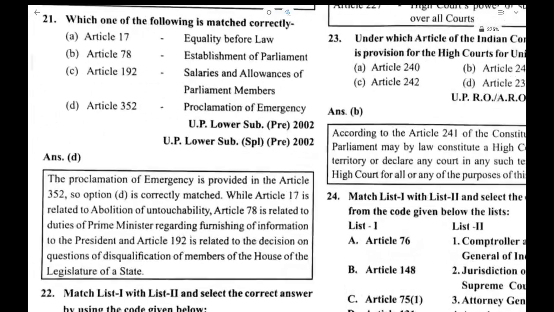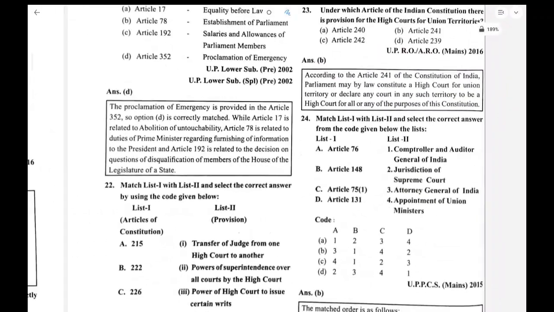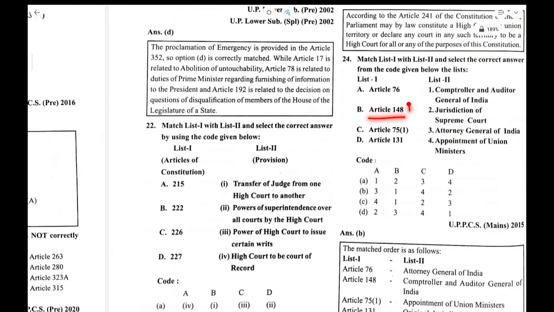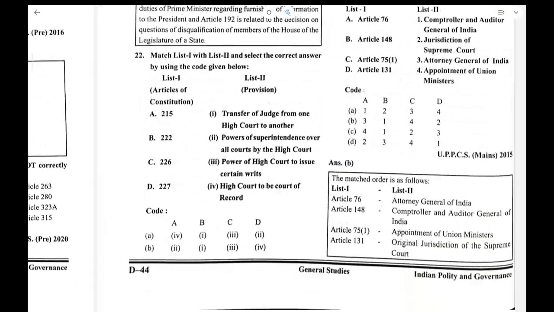Now, under which article of the Indian Constitution is there a provision for a High Court for a Union Territory? Article 241 has the provision. Now Article 148 provides for CAG. Article 131 provides for original jurisdiction of the Supreme Court. Article 76 provides for Attorney General, whereas Article 75 defines appointment of Union Ministers. So B is the correct answer here.